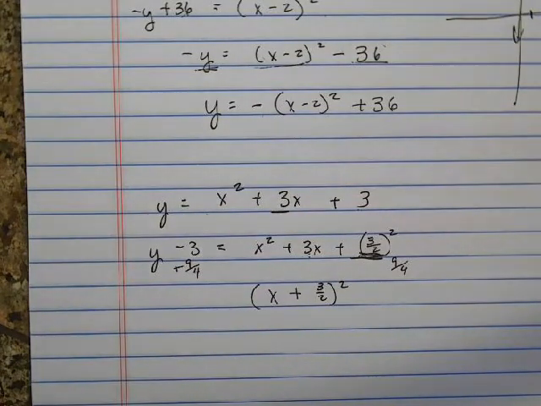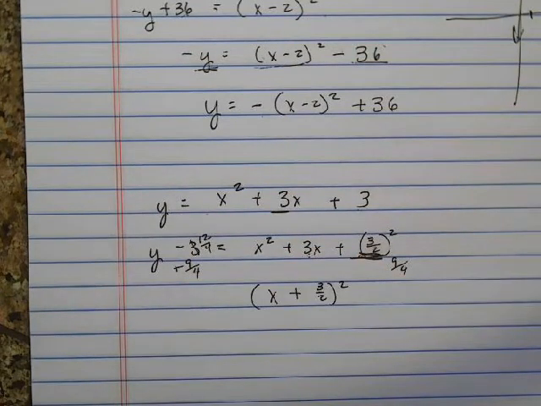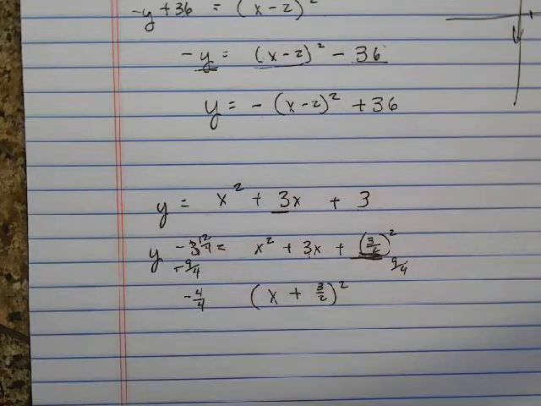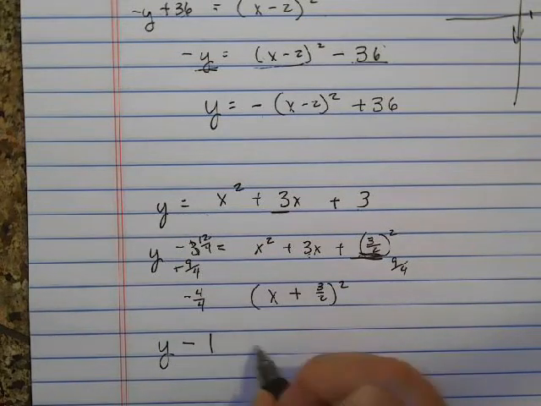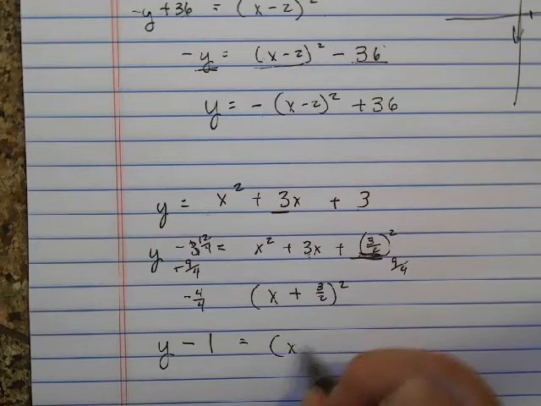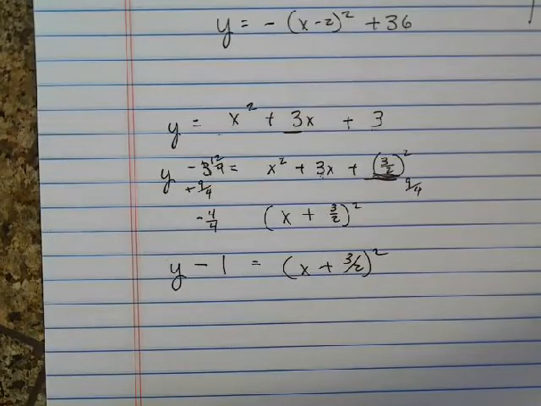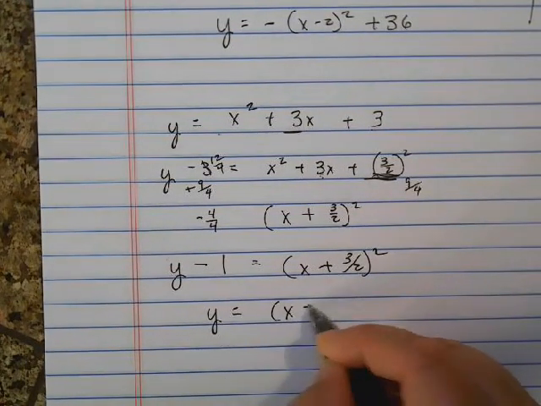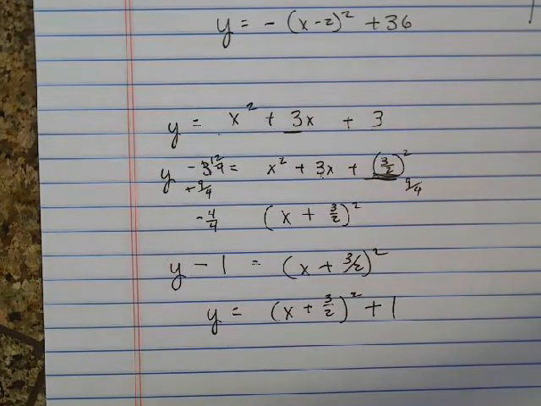So since that's negative 3, I'm actually going to turn it into 12/4. So I have negative 12/4 plus 9/4 is negative 4/4, which is negative 1. So on this side, I have y minus 1 equals x plus 3/2 squared. And you can use your calculator for all that. That's fine. So then I'm going to move the 1 to the other side. Oh, it looks like this.